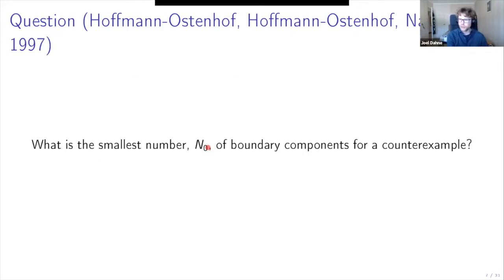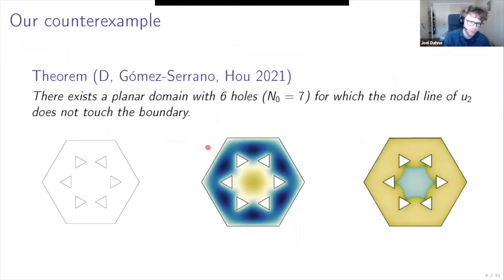And here is where our work comes in. We prove the following theorem: there exists a planar domain which has 6 holes, so N0 would be 7. We have 7 boundary components, and for this domain, the nodal line of the second eigenfunction does not touch the boundary. So what we prove is that N0 is definitely not larger than 7. There is a counterexample with seven boundary components. And the way we do this is that we explicitly give a domain, given here.